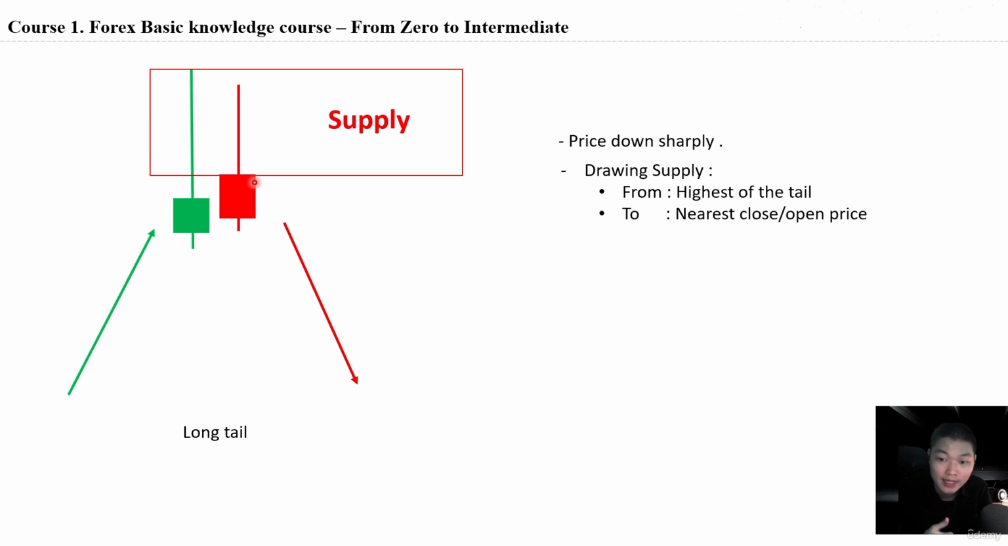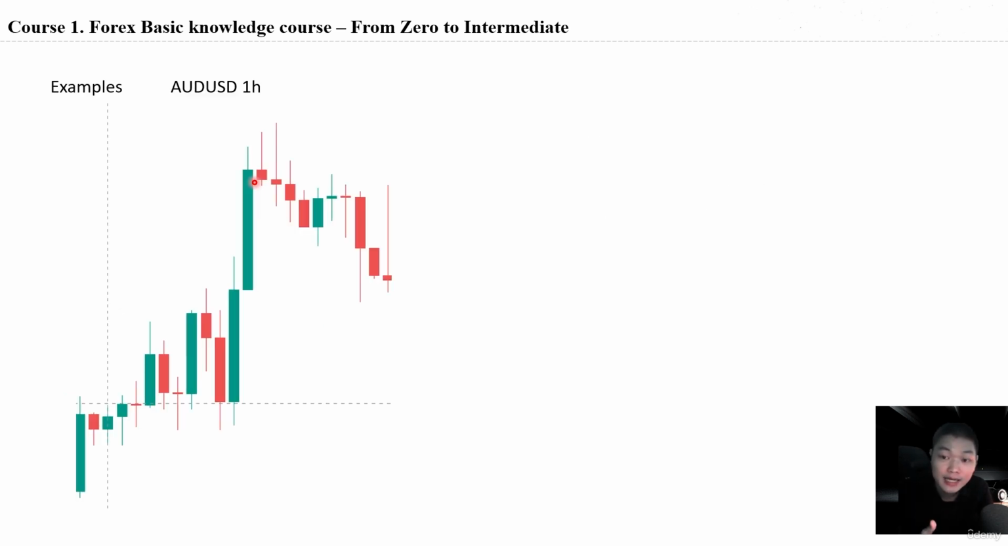Let's jump to some examples to understand this case. The first example is on the AUD USD on the 1 hour time frame, and you can see this is a peak of the market. Price pushed up very strongly by the two Marubozu candles, and in this case the price creates a lot of long tails on the peak of the market.